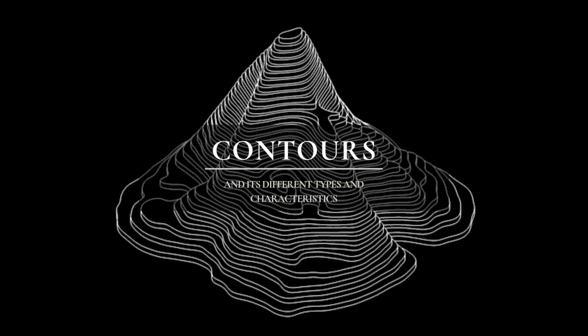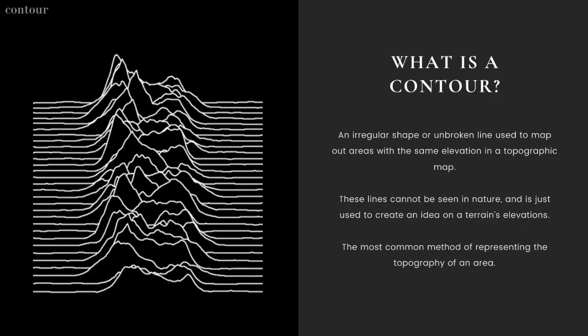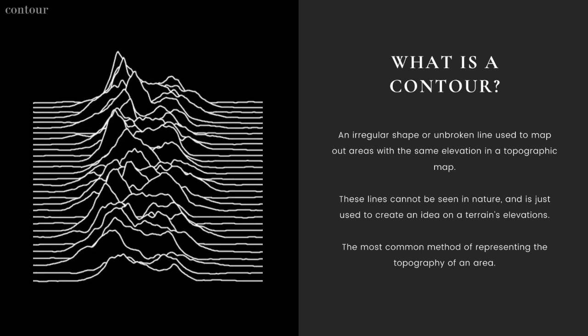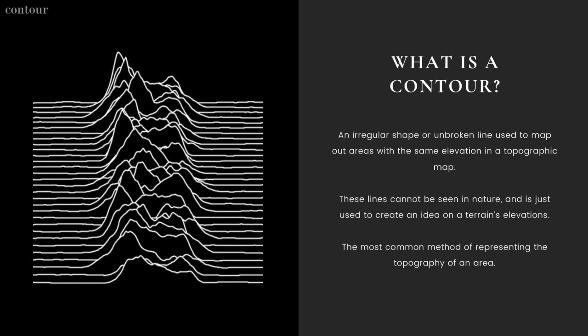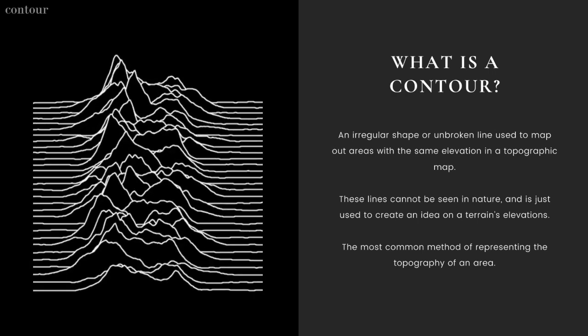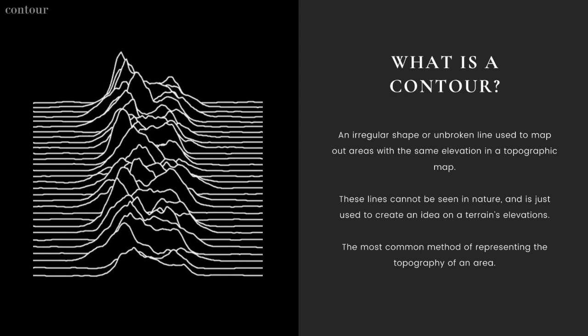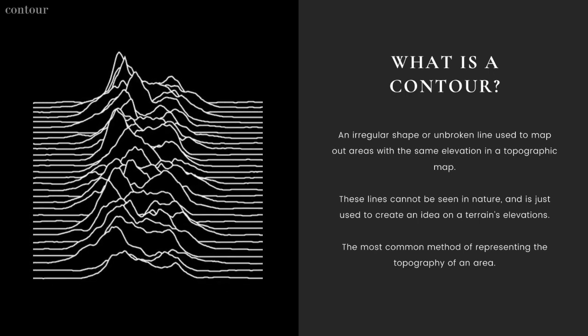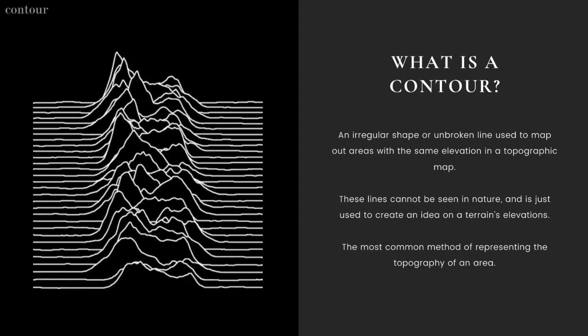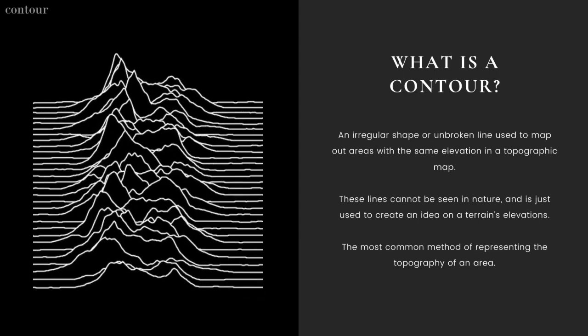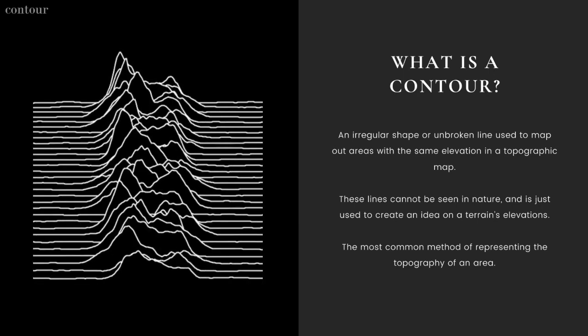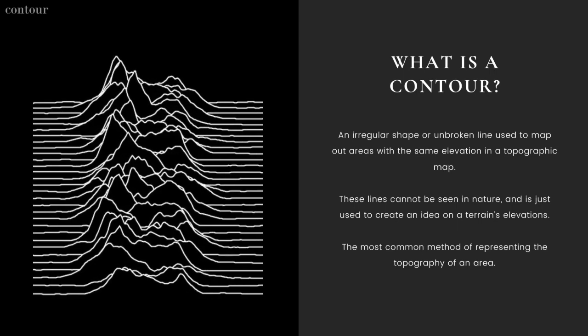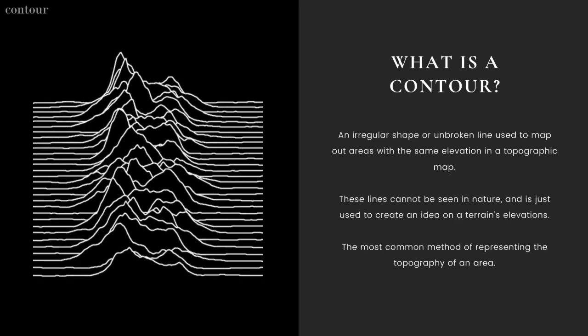Now we move on to more discussions about contours and its different types and characteristics. So again, an overview of what a contour is. It is an irregular shape or unbroken line used to map out areas with the same elevation in a topographic map. These lines cannot be seen in nature and are just used to create an idea of a terrain's elevation. We're discussing this more in depth because this is the most common method of representing the topography of an area. So when we get into doing our engineering practices, this is probably the kind of map that we will be dealing with most of the time.